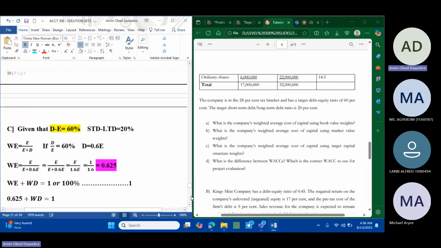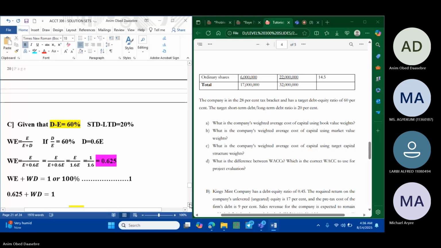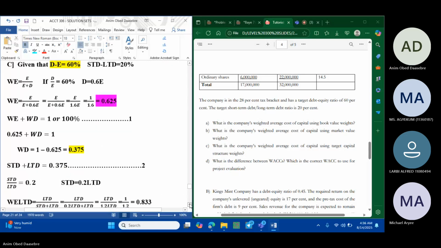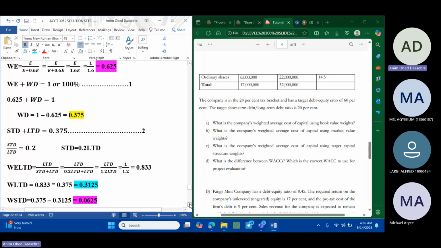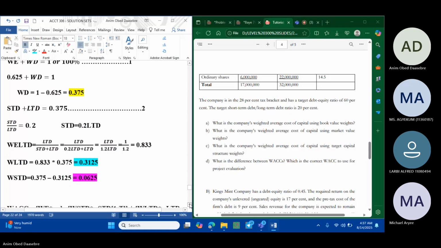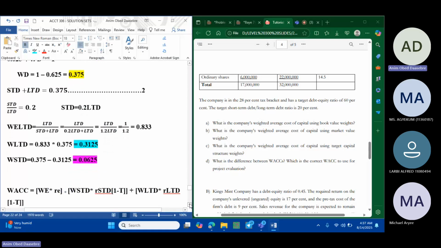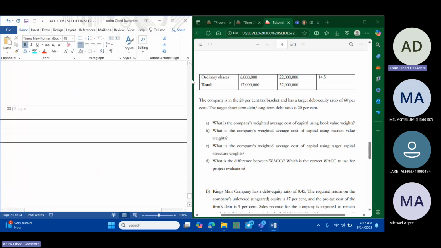So question D. What is the difference between the WACCs? Which is the correct WACC to use for project evaluation? Someone said they wanted to ask a question or texted me on WhatsApp. Please, if you are here, you can speak, since you are almost done.